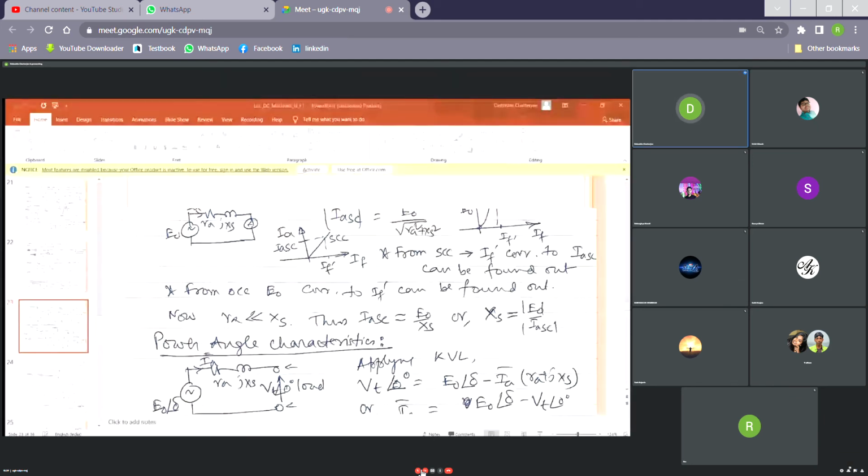Power angle characteristics, the other term we will discuss now, is the power angle characteristics. Now, what is power angle? If you look at the diagram I was drawing earlier, there is an angle between E0 and VT. If you calculate the power, you will find that this angle plays a significant role for power generation or power delivery from the machine to the load or to the grid. Therefore, this angle is known as the power angle, the angle between E0 and VT. Here this delta is visible.